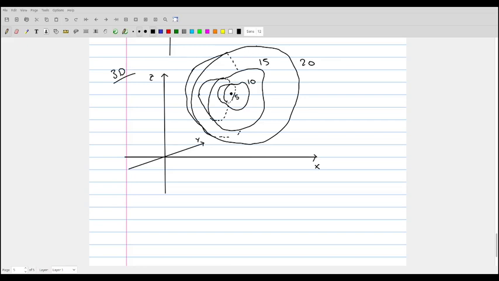This is in 3D. So these are all level surfaces. On the outer level surface, the function value is 20. On the next inner level surface, the function value is 15, and so on and so forth. The gradient vector can still be plotted.